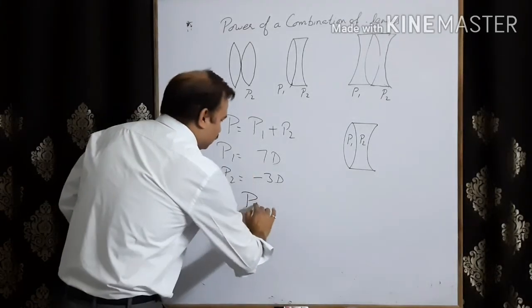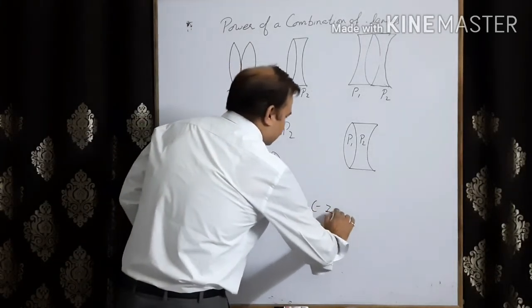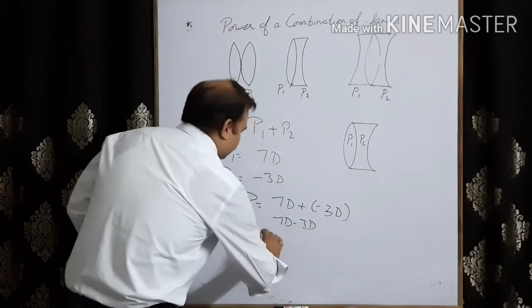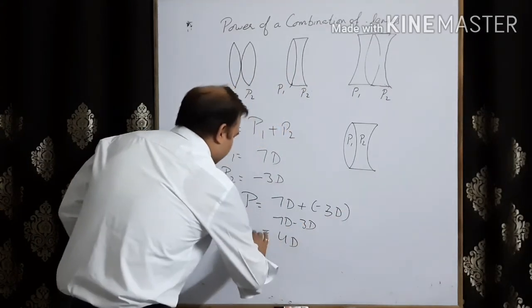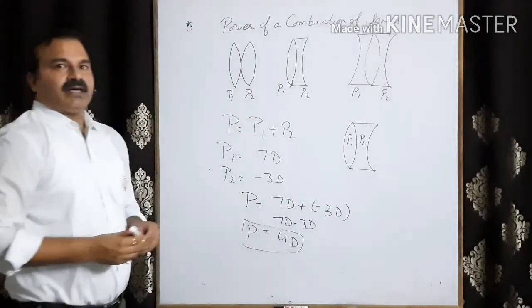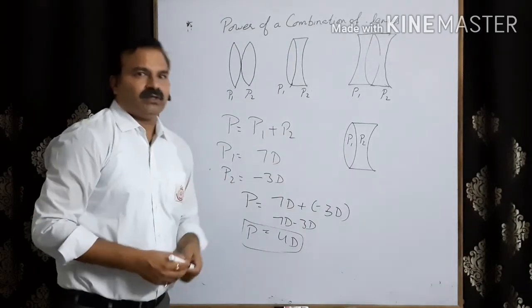So what is the total power? That will be 7 diopter plus minus 3 diopter, that is 7 diopter minus 3 diopter is equal to 4 diopter. That is an algebraic sum considering the sign of their power, which depends upon their focal length.